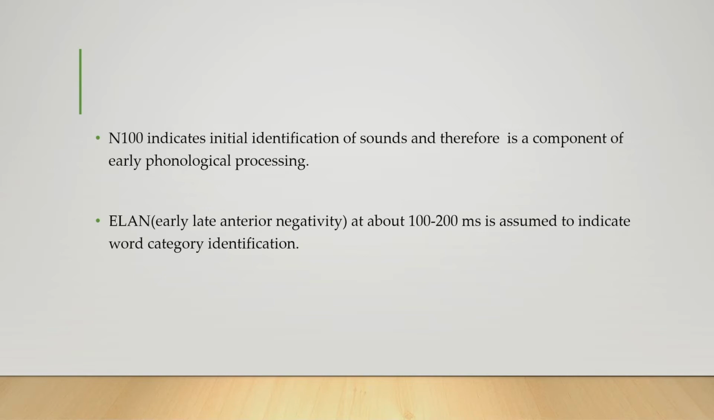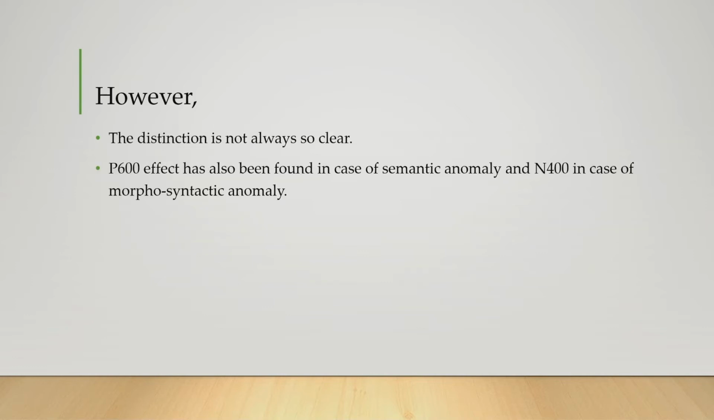Similarly, N100 is yet another brain potential that indicates initial identification of sounds and therefore is a component of early phonological processing. This happens remarkably quickly because it peaks at 100 milliseconds. So, identification of sound happens extremely quickly. Similarly, ELAN is at about 100 to 200 milliseconds and is assumed to indicate word category identification. You see how it goes. At the initial stage, N100 reflects the identification of the sound. Within 100 to 200 milliseconds, word category identification already happens.